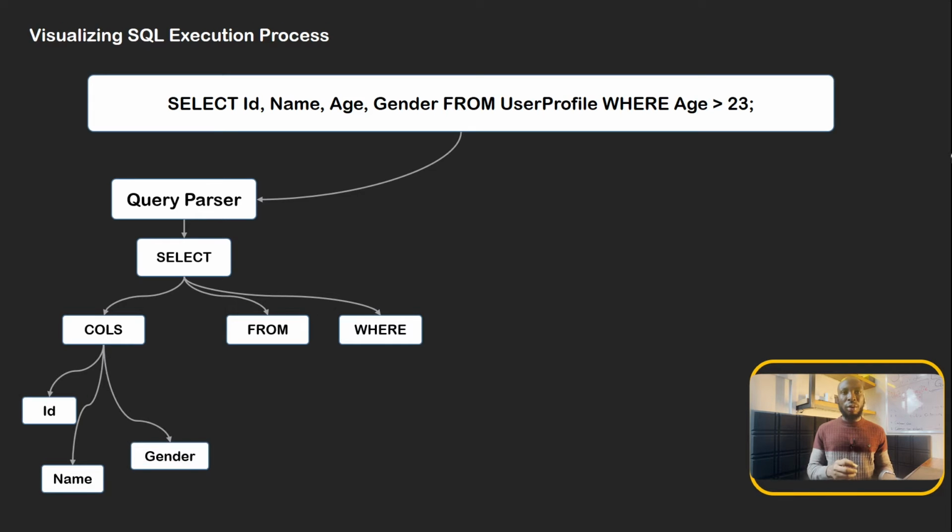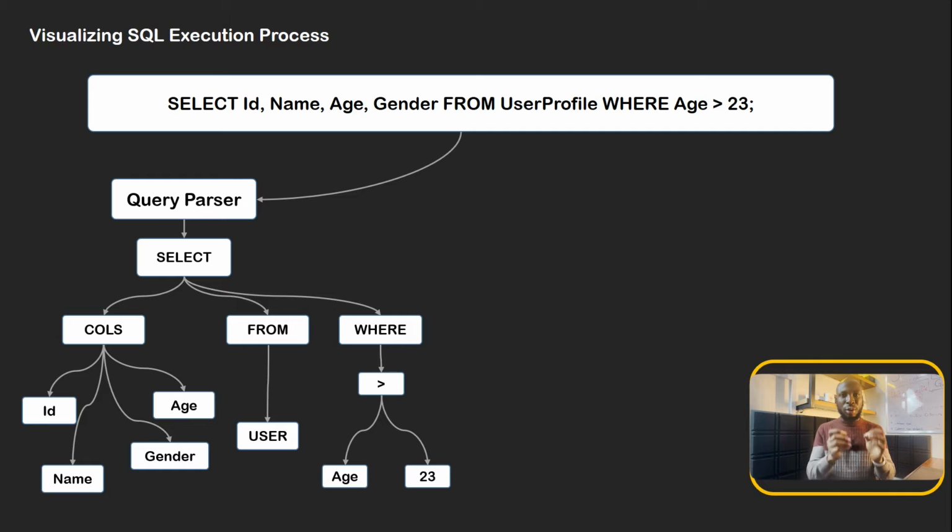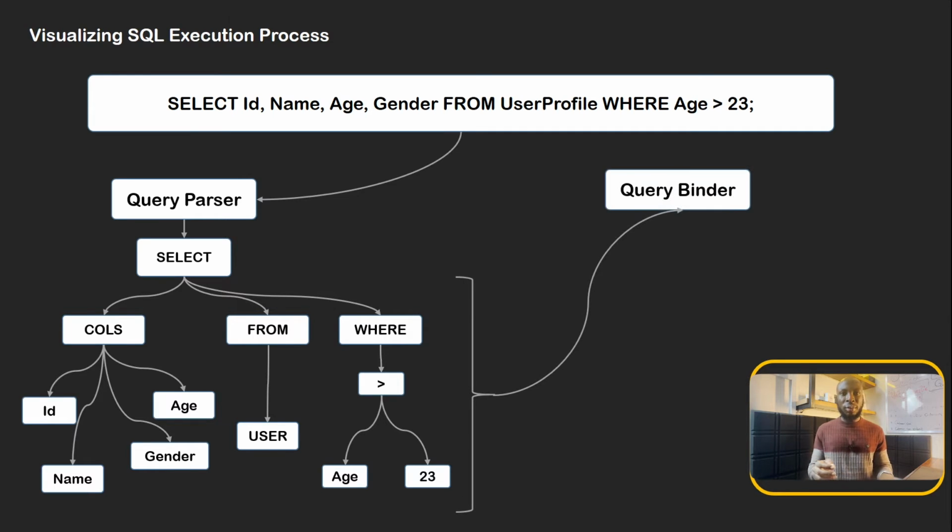Now, within all of our columns, it is able to identify all of the columns that we actually want to select. In our case, we're selecting ID, name, gender, and it is also able to pick our from. So it knows that we are saying we want to get all of this data from a user table. And it knows that we also want to have some condition attached to that query, right, which is age greater than 23. Once this is done, what our query parser basically does is to generate what is called a parsed token tree. You can say this is your parsed token tree.